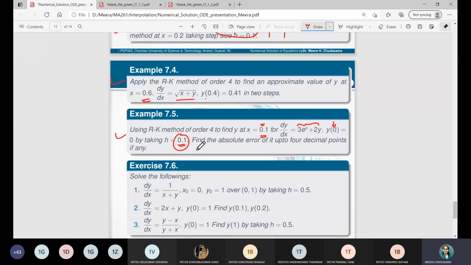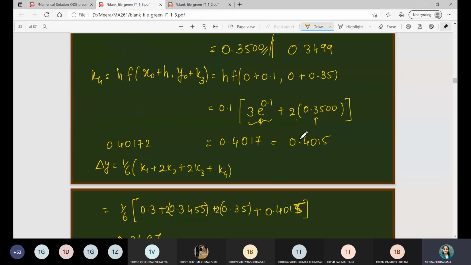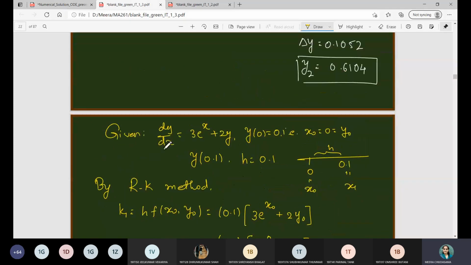And we are asked to find the absolute error of it up to 4 decimal points, if any. Means now we also have to solve it analytically. So if you see this expression, this is again a linear differential equation.